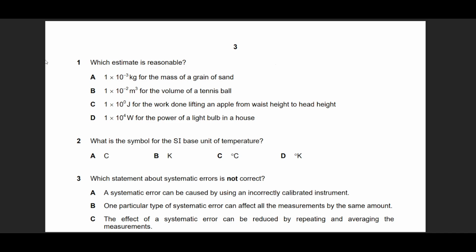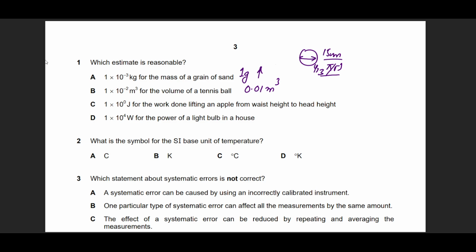All right, so this is May June 2022 paper 1-2, and a reasonable estimate he asks you. So it says 1 gram is the mass of a grain of sand. Now this estimate is too high. 1 meter cube approximately, or 0.01 meter cube volume of a tennis ball. Again, this estimate is too high. You can do this by visualization, at least, that a tennis ball probably has a diameter of, let's say, 15 centimeters. You can use 4/3 pi r cube and see that this is not going to be 0.01 meter cube.